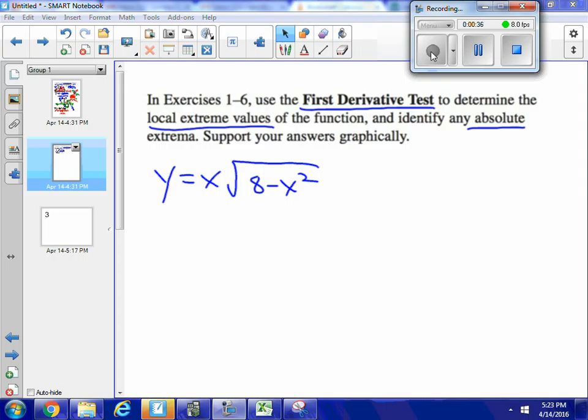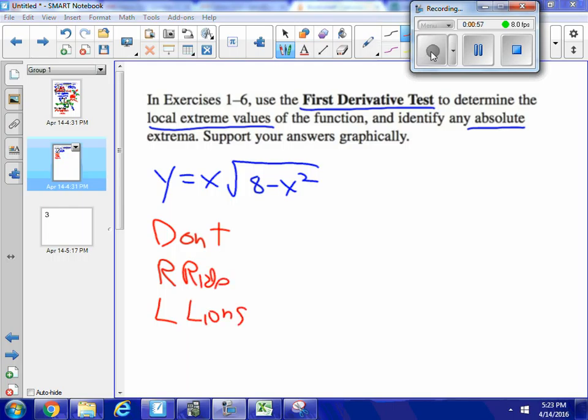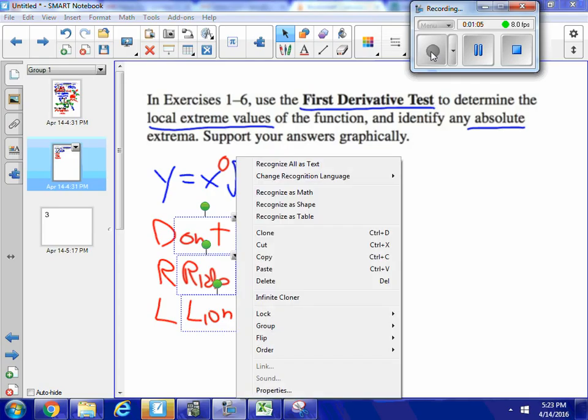So like always, I like to start with the domain of the function. And in this function here, I'm looking for denominators, radical signs with an even index, and logarithms. So don't RIDE lions. It's R-I-D-E, lions. That's my little acronym. And all I have is the radical sign with an even index. We know that that's a 2 when it's not written there.